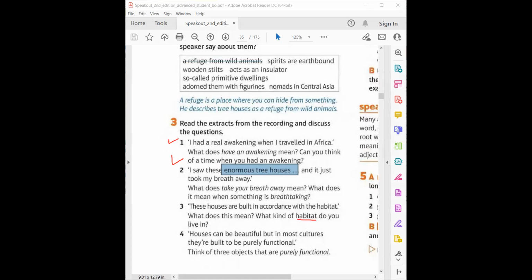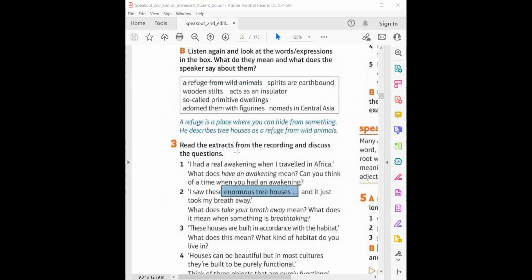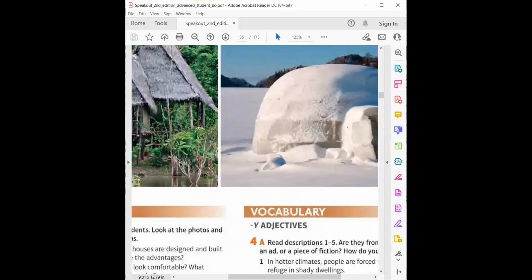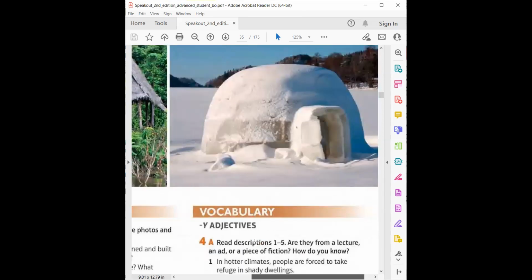Yes, exactly. Inhabitants, it's like people who exist there. What we say in Arabic, maskan. Okay, it can be for animals or for people, it depends. So here, if they said these houses are built in accordance with the habitat, it's according to the nature there, according to where they live. Here you can see the habitat is the jungle, and there it's maybe somewhere where it's snowy.